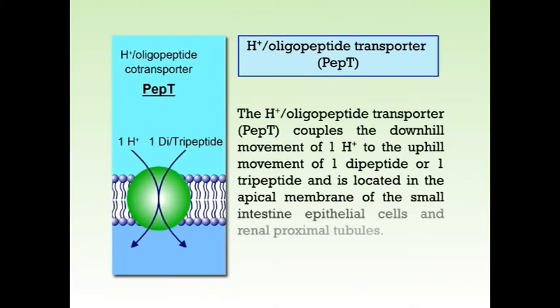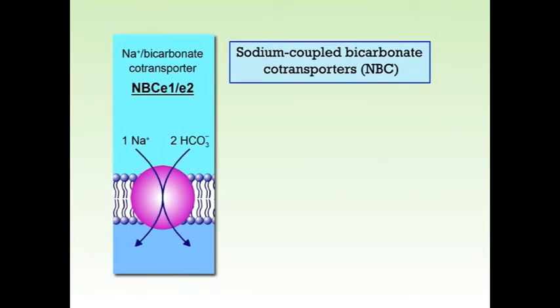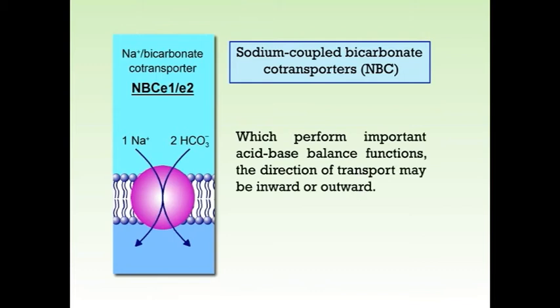The hydrogen ion oligopeptide transporter, PEPT, couples the downhill movement of 1 hydrogen ion to the uphill movement of 1 dipeptide or 1 tripeptide and is located in the apical membrane of the small intestine epithelial cells and renal proximal tubules. PEPT is thought to be the dominant player in nitrogen absorption in the small intestine and nitrogen reabsorption in the kidney tubules. Then there are 2 sodium-coupled bicarbonate transporters, NBC, which perform important acid-base balance functions.